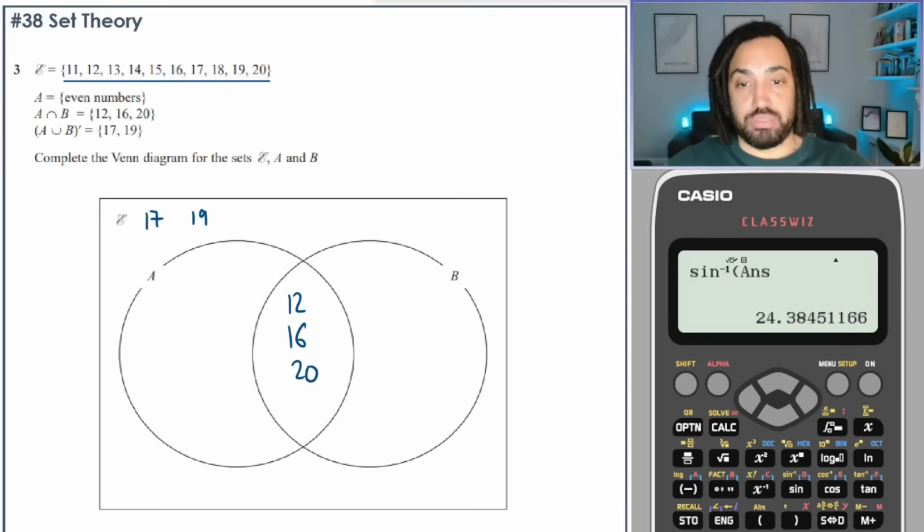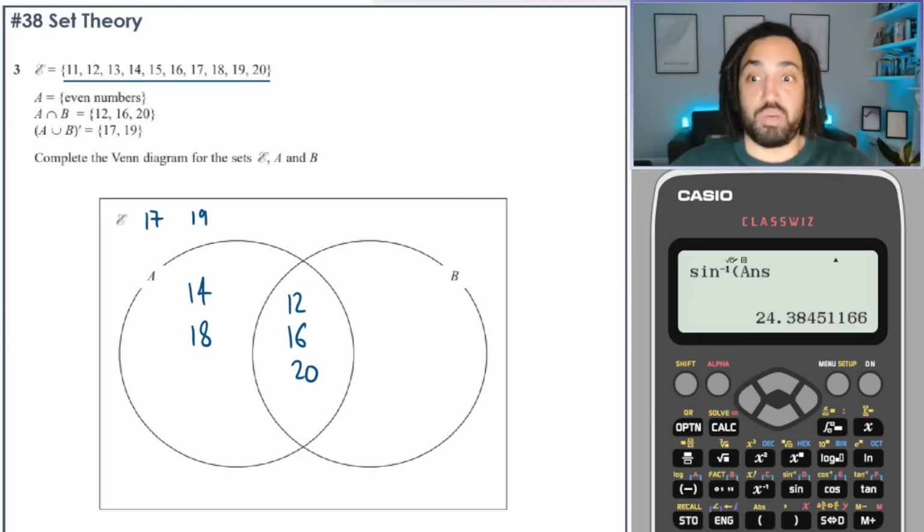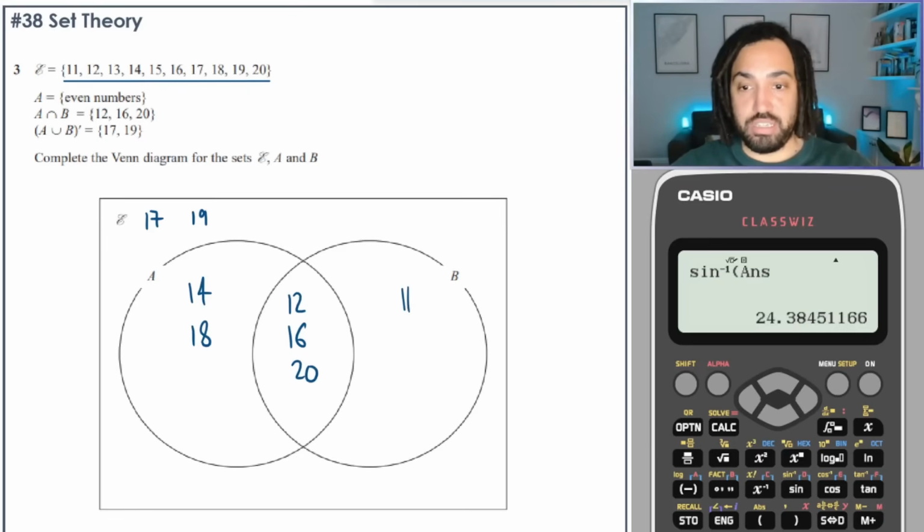A are even numbers, so any number which has not been written down and is even must go in A. So that's 14 and 18. And then any other number has only got one other place to be, which is this place in B. So 11 must go in there. 13, yep. 15, yep. 17, no. And 19, no. And that's it. That's a wrap.